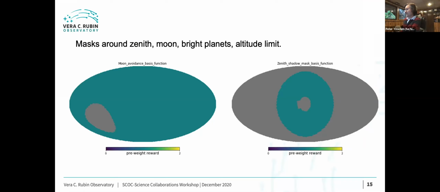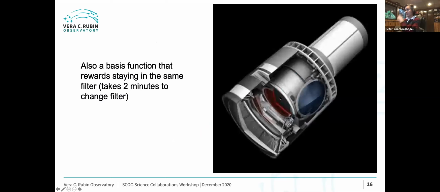A couple other things that are in there. We have some simple masks. We mask around the moon. We mask around zenith because we can't track through zenith, so we mask that out. And we put a little extra shadow on zenith because we want to take observations in pairs. So we don't want to start something because then it will track into zenith and we won't be able to complete the pair. There's a basis function that also rewards staying in the same filter because the camera takes 2 minutes to change filters. So there's a slight reward there.